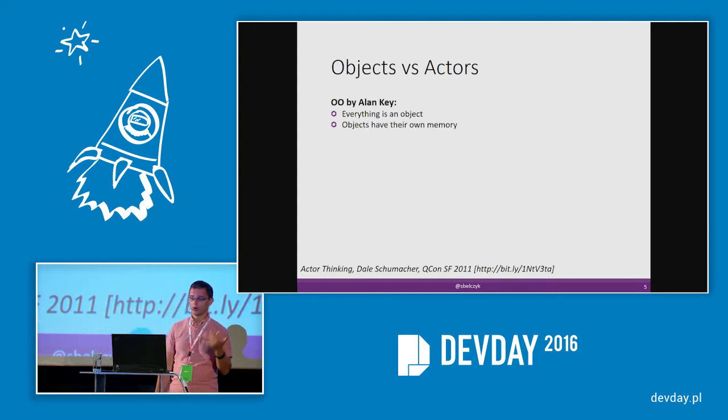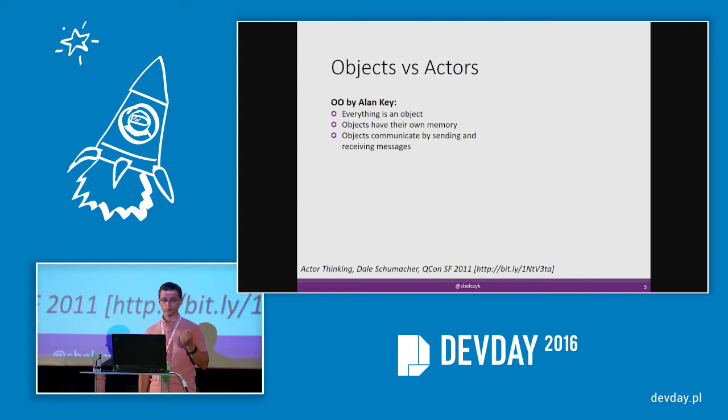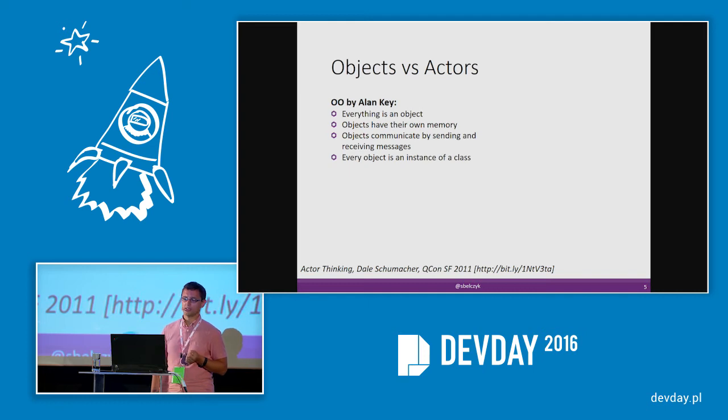Objects have their own memory, and objects communicate by sending and receiving messages. So the definition does not specify whether this communication is asynchronous or synchronous. It's just that we, as an industry, chose synchronous communication for objects, but it's not in the definition. The last rule says that every object is an instance of a class.